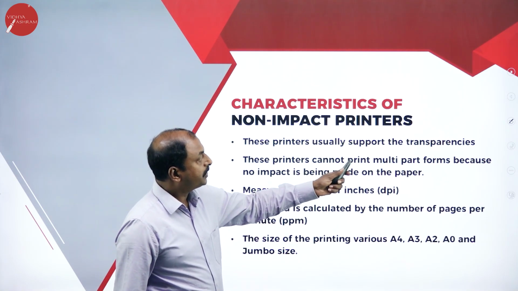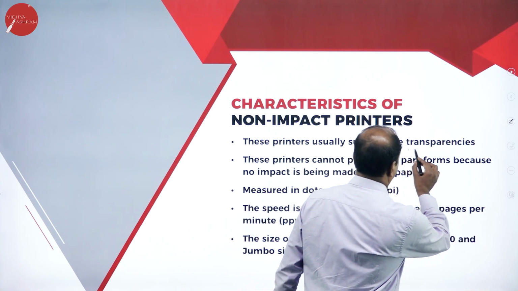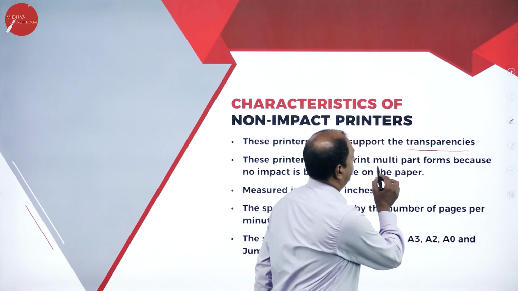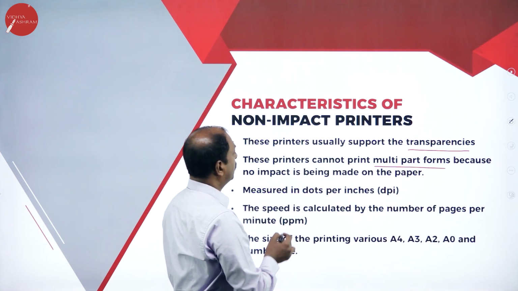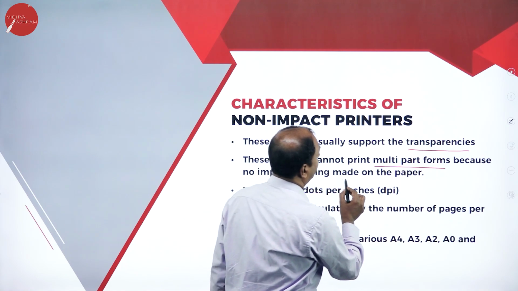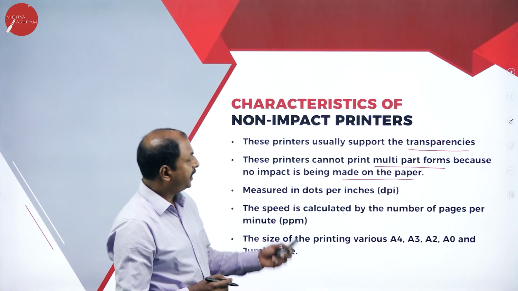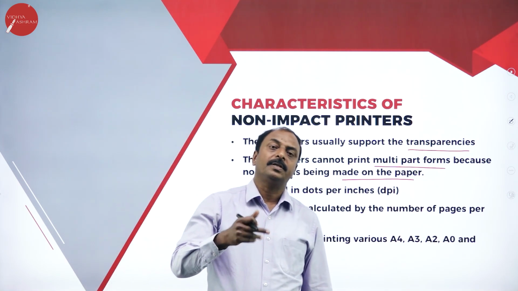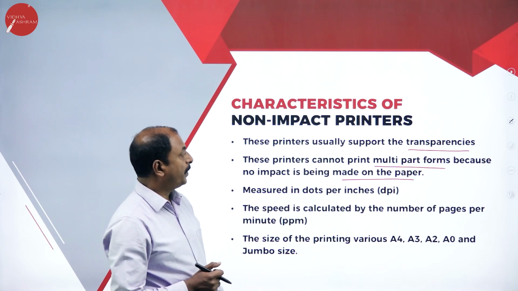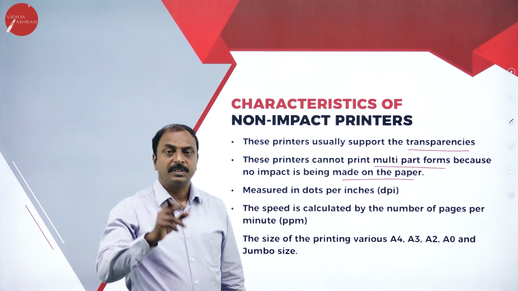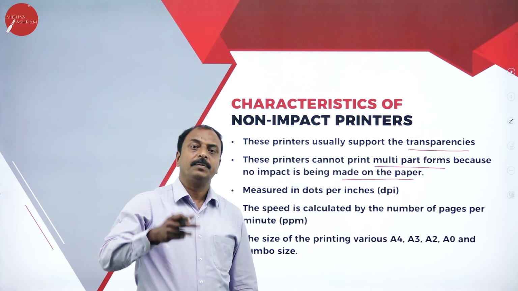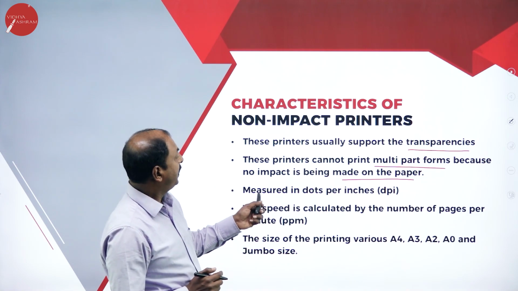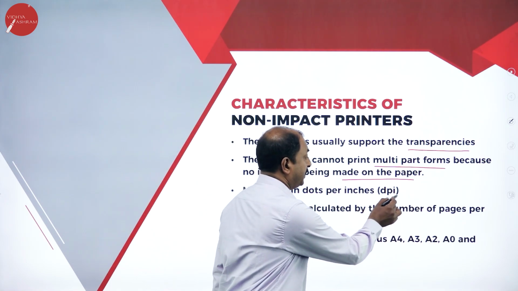These printers usually support transparencies. These printers cannot print multi-part forms because no impact is being made on the paper. It is not possible with non-impact printers to print multiple copies of the printout. But in an impact printer, it is possible to have multiple copies of the same printout by using carbon copy. And these are measured in dots per inch.